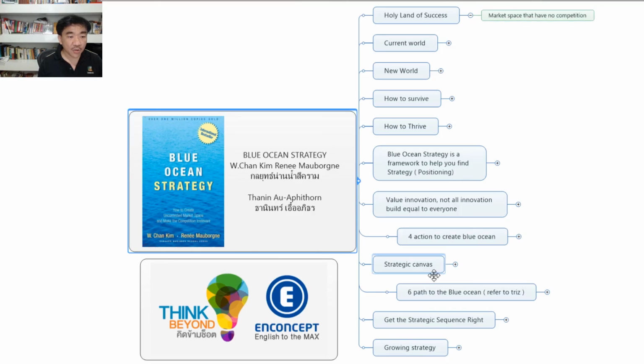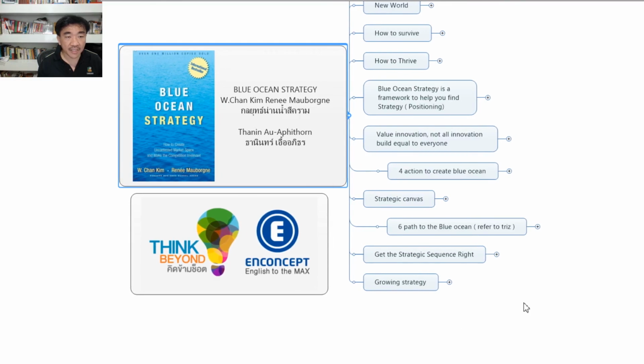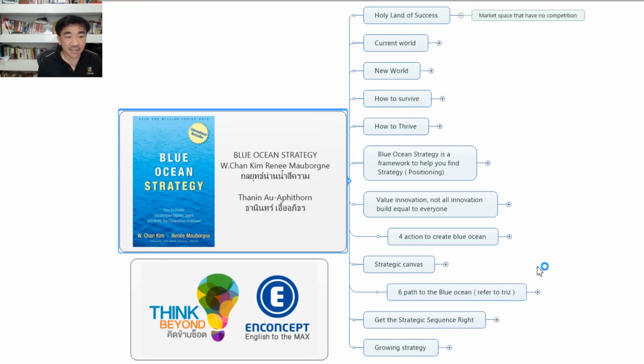So that concludes my summary of the book called Blue Ocean Strategy by Renee and Kim-Chan. If you like this book, please buy the book and read the details, because in the book they give a lot of business cases that you can understand in depth about the actual impact when you implement any of this framework.